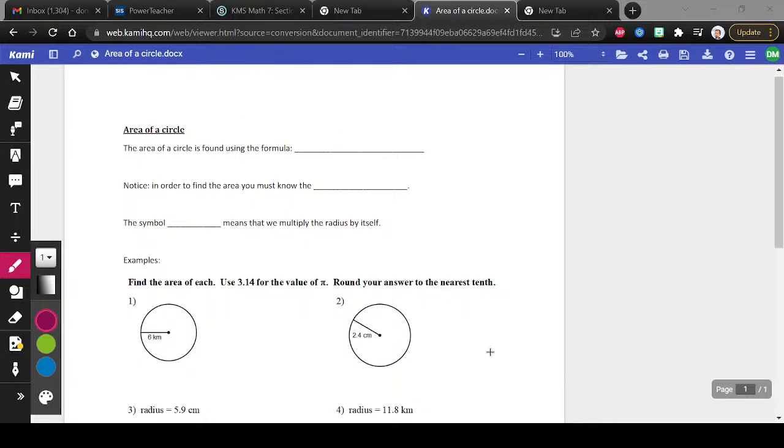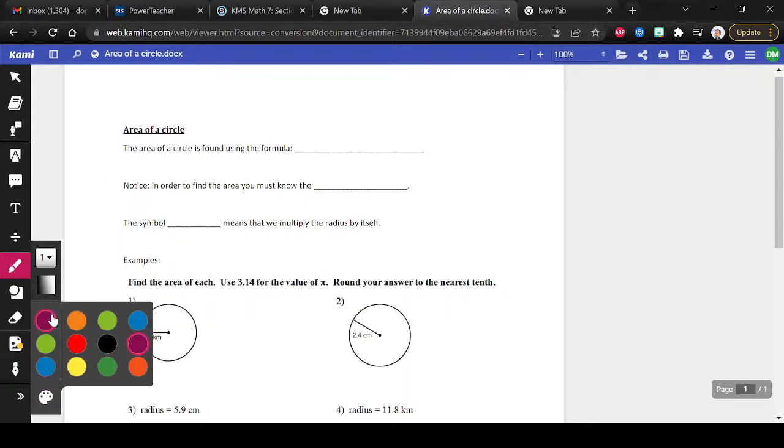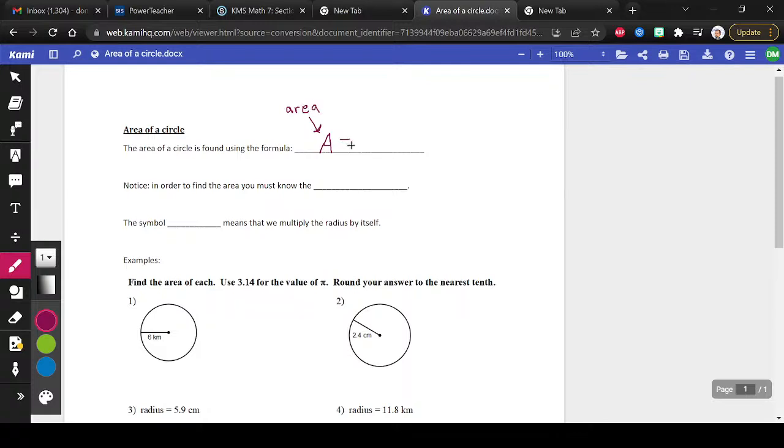Okay, so we are going to work on the area of a circle. The area of the circle is found using the formula A, which stands for area, equals pi, which we remember is the value 3.14, or is approximately that value. That's what we're going to use though. And then times r squared.